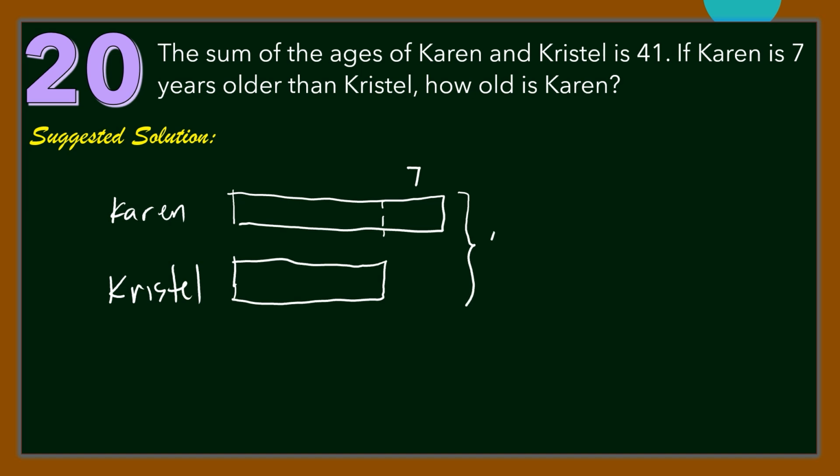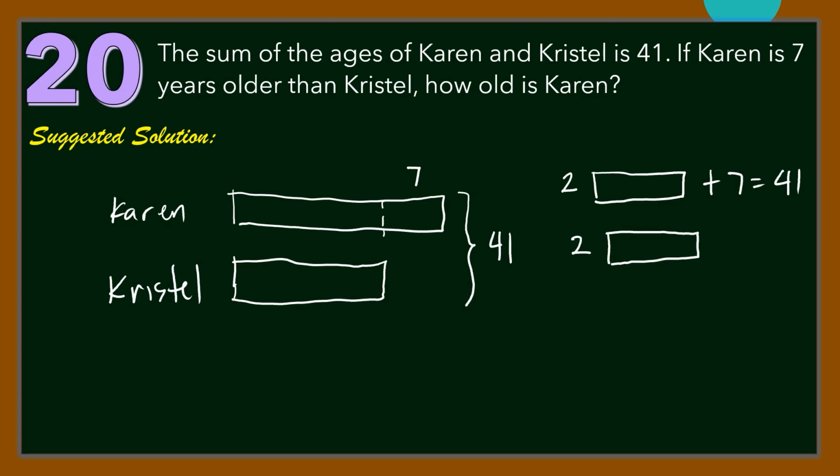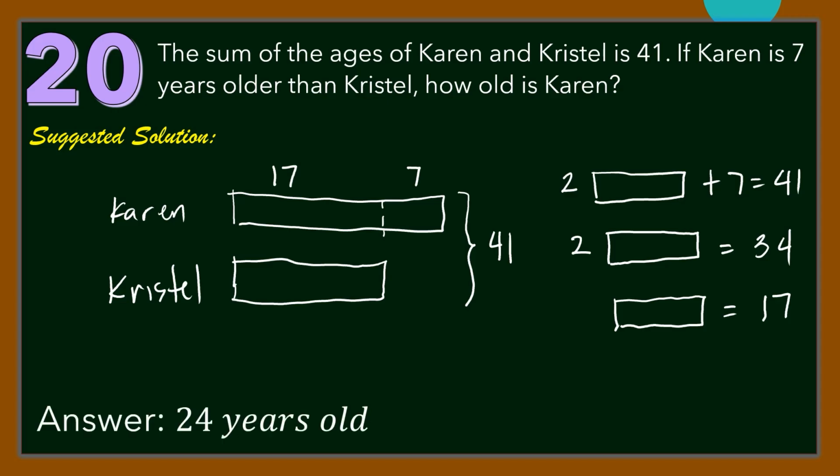The total ages is 41. Hence, two of the blocks that is equal to Christelle's age plus 7 must be equal to 41. Subtracting 7 from both sides, then two of the blocks representing Christelle's age is equal to 41 minus 7, that is 34. Then each of the block representing Christelle's age is 34 divided by 2, that is 17. And since we're looking for Karen's age, then Karen's age is 17 plus 7. Therefore, Karen is 24 years old.